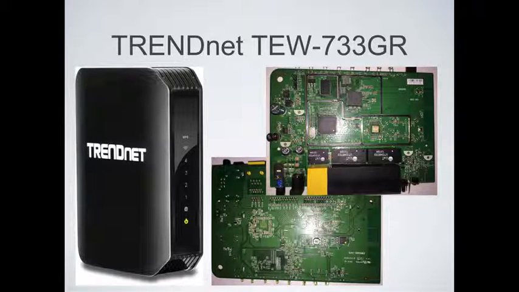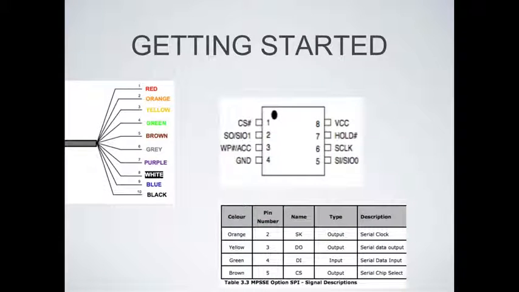So we took a look at this TrendNet router, the TEW733GR. So how did we get started? Well, we take the cable and we have to figure out what the pinout is for the memory component. So we have to do a little bit of research, take a look at the component, plug it into Google, and get a data sheet. Once we find the pinouts, we have to take the cables and hook them up correctly. And usually red is always power, and black is going to be ground, so we can instantly attach the two.